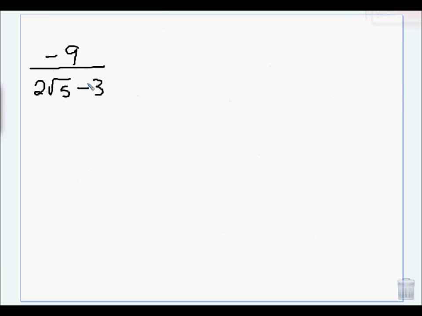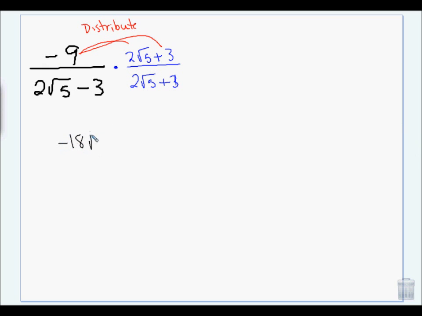Okay, so here I have 2 times the square root of 5 minus 3, so I'm going to multiply that by 2 root 5 plus 3. Now I won't have to FOIL the top, but I will distribute. So I'm going to do 9 times each of these. So I have negative 9 times 2 root 5, so that's negative 18 root 5, and negative 9 times 3, so that's negative 27.